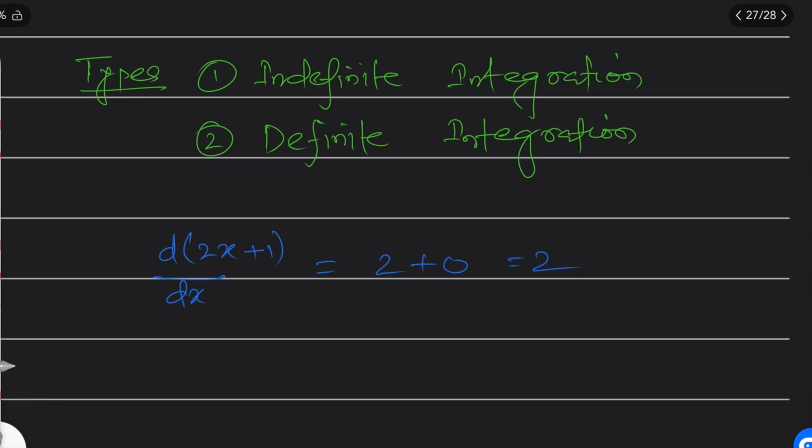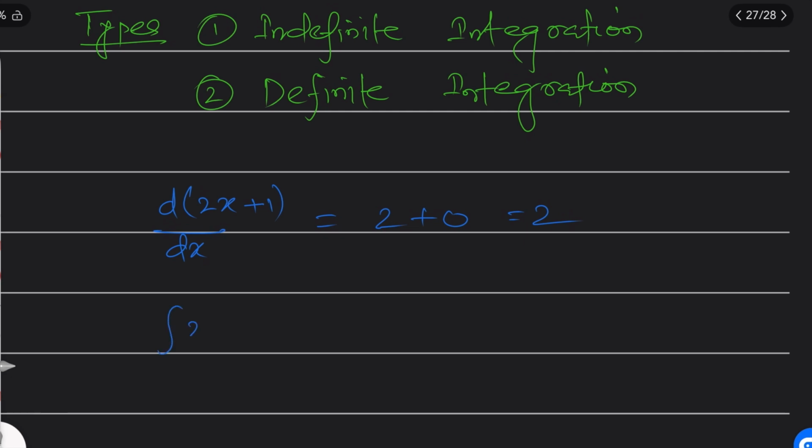If I am integrating 2, what am I getting? Integration of 2 dx is 2x. This constant is missing. Is it there after integration? No. If you don't know this constant, in front of us we can see we differentiated 2x plus 1 and got 2, and we integrated 2 and got 2x, but we know here it was 1, so we can keep it 1.